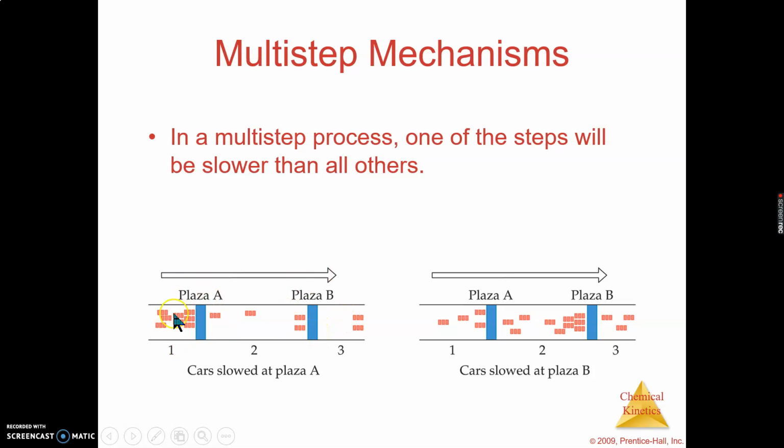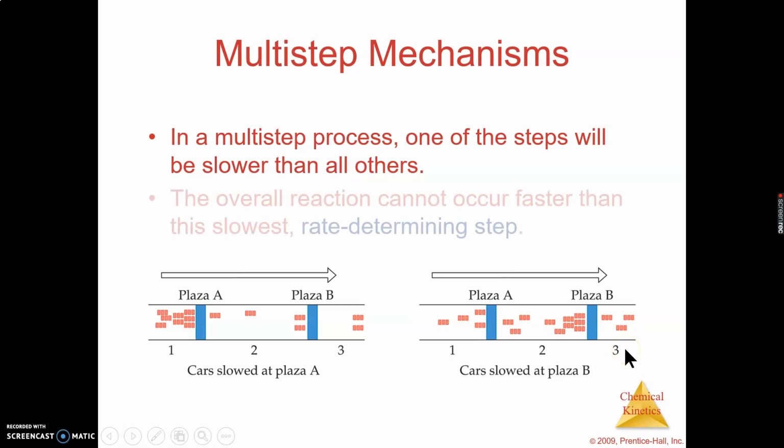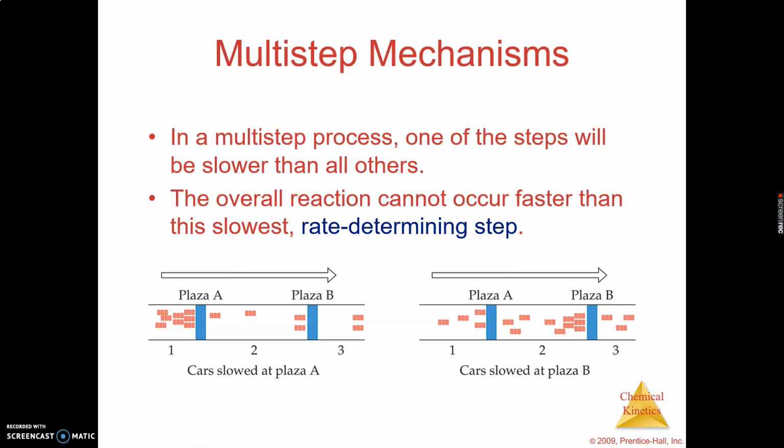Plaza A is what's forcing them to slow down, or is what is determining how fast they can move through these two plazas. Over here, if you look at Plaza B being the slow plaza, then it doesn't matter how fast they can get through A as fast as they want, but they're going to get slowed up here. And so in this scenario, Plaza A is what's controlling the rate at which they can move through. Plaza B over here is what's controlling the rate. And so we look at the slowest step being the rate determining step.